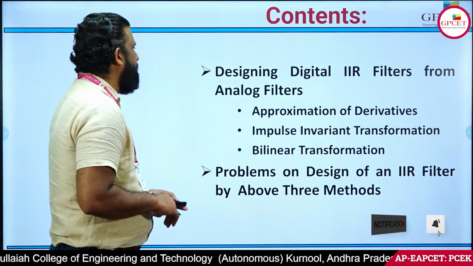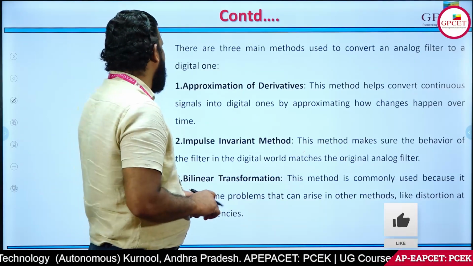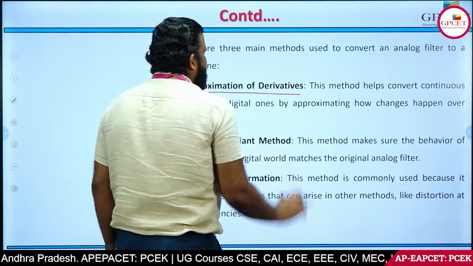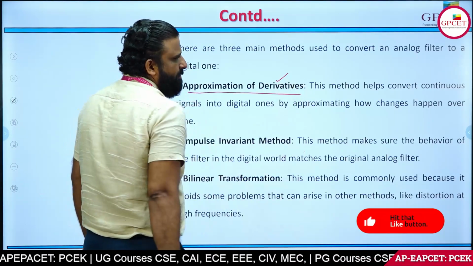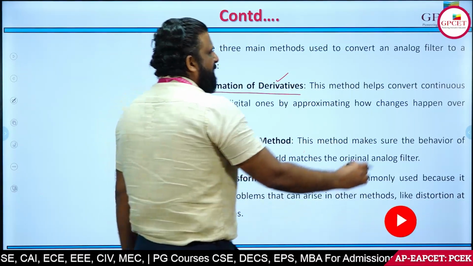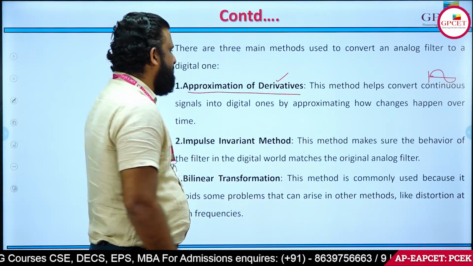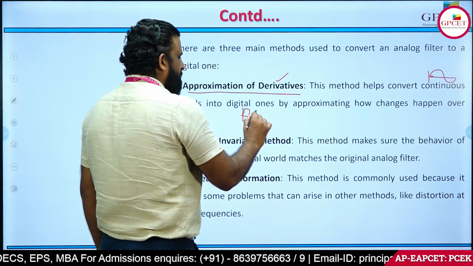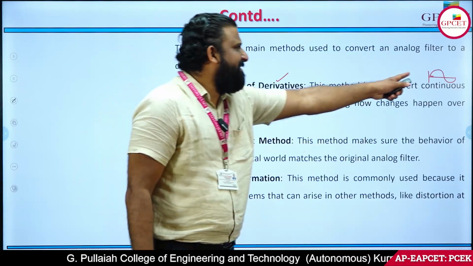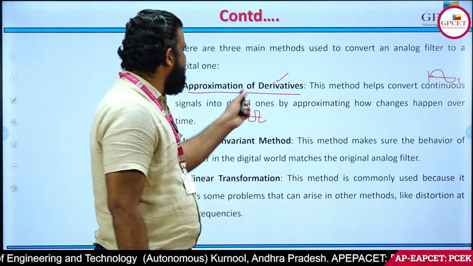Now, how are these three methods going to convert analog filters to digital ones? First one is approximation of derivatives. Please observe this heading. This method helps to convert the continuous signals, that is the analog signals, into digital ones by approximating how changes happen over time. This is how this particular method converts continuous time signals into digital signals.